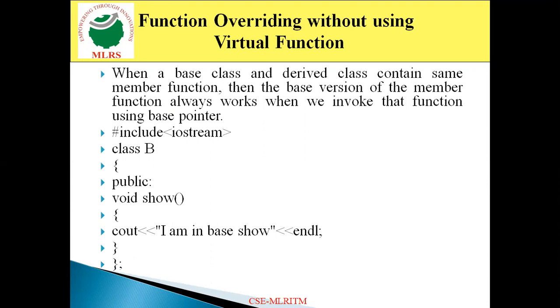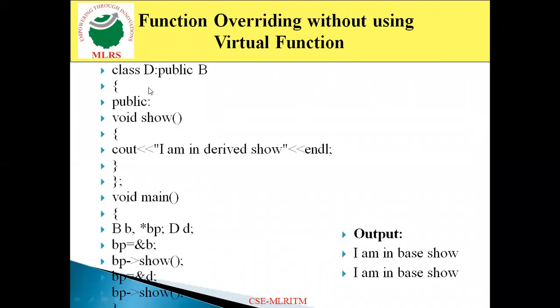Observe clearly. Now we define a class without any virtual function. Class B. In the public section, I am defining a function void show. In this, I simply specify a statement cout << "I am in base show". Then close the function, close the class. Thereby the class terminates. Come to the next one. Now I am deriving a new class, that is class D, in public mode from class B. That indicates I am deriving a new class D from B in public mode.